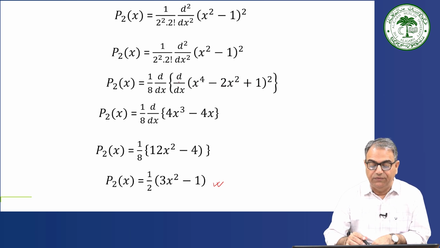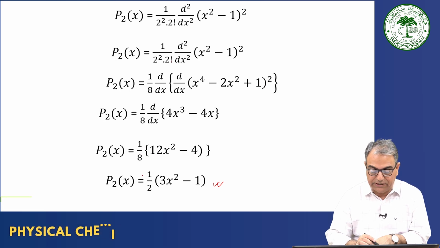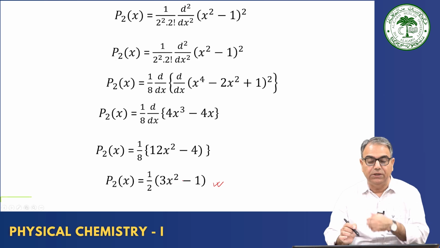Okay. So if you differentiate this one, what do you get? The first differential will give you 4x cube minus 4x. This will be equal to 0. And the second differential will give you 12x square minus 4. Okay. And you have 1 by 8 outside, because 2 raised to the power 2 factorial, so 1 by 8 outside. And this you can write as 1 by 2. If you multiply it, 12 by 8, it's 3 by 2, and 4 by 8 is 1 by 2. So what you can write is 1 by 2, 3x square minus 1.